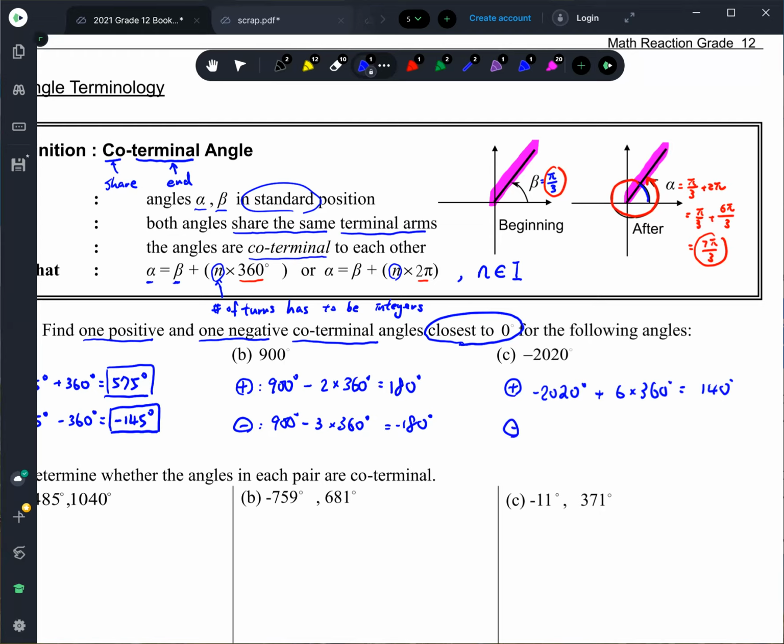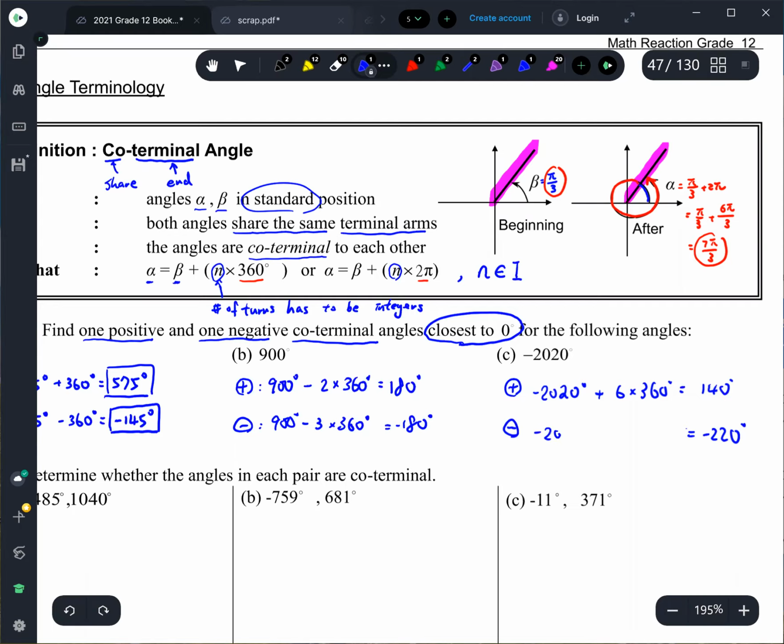Okay, Chris, what's your answer for negative? Negative 220 degrees. And what do you do? I just minus 360 from the 140. Yeah, okay, so you make another turn then, right? Well, it turned less, right? You minus 360, so negative 220 degrees. Instead of adding 6 turns, we just need to add 5 turns.